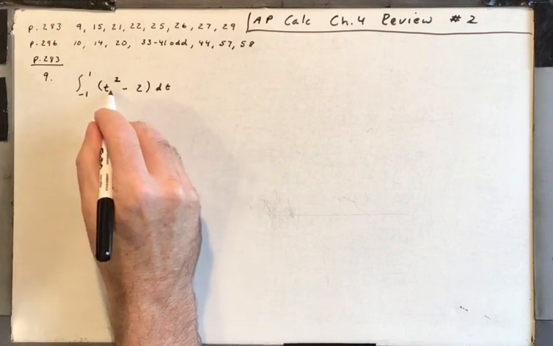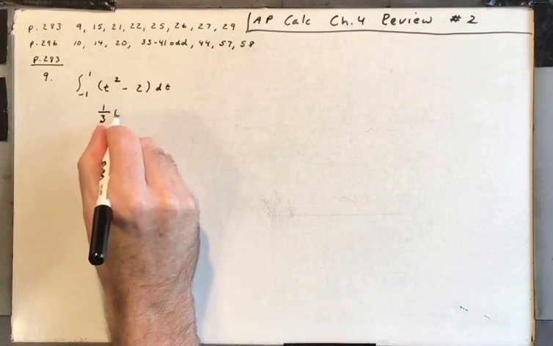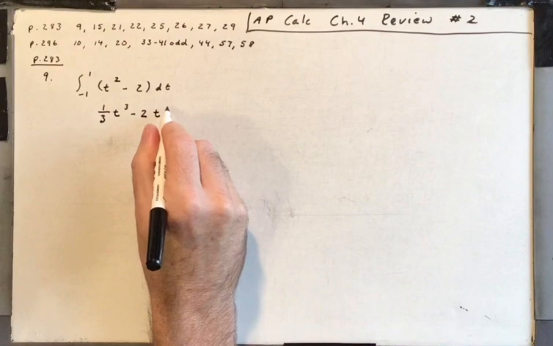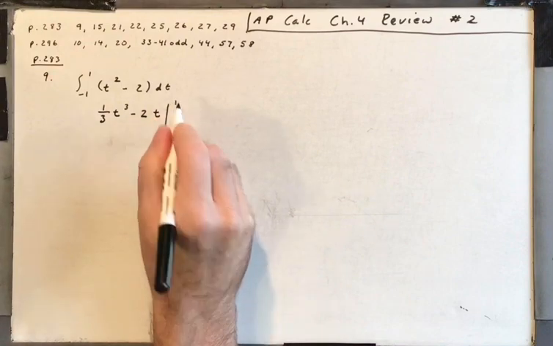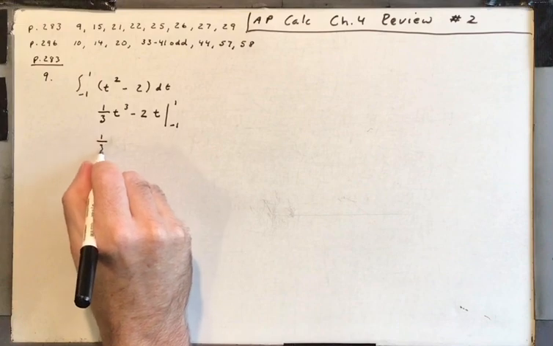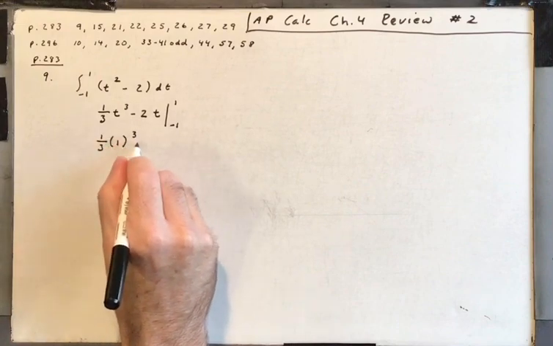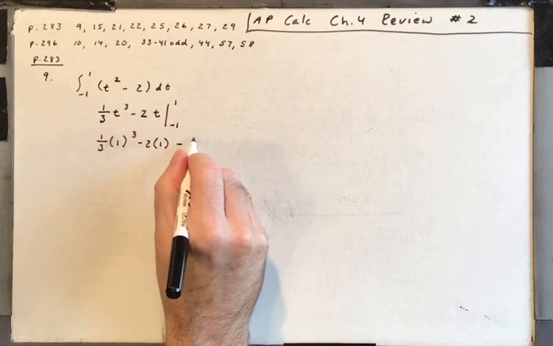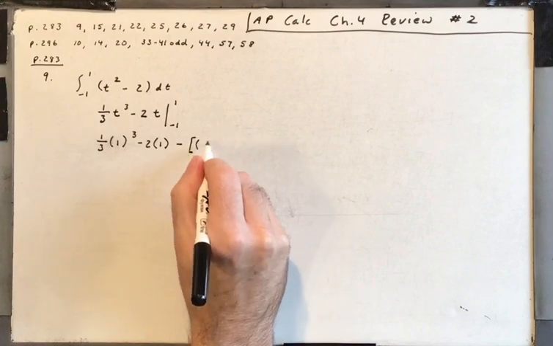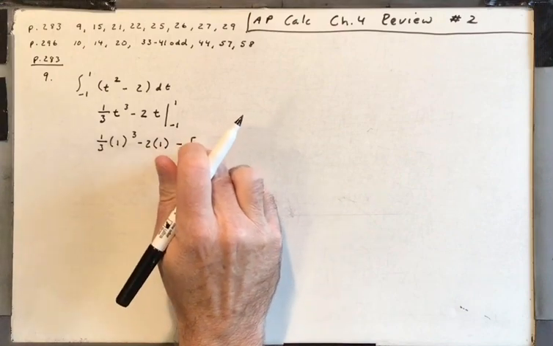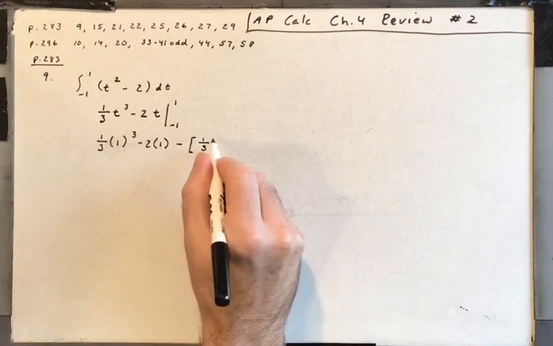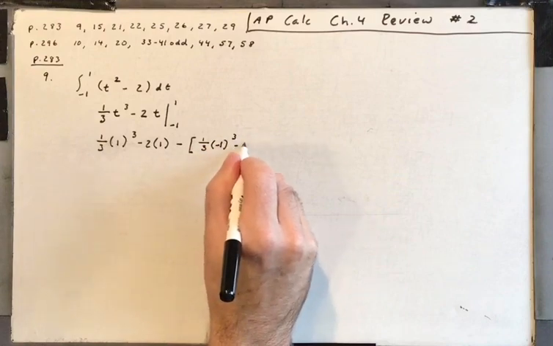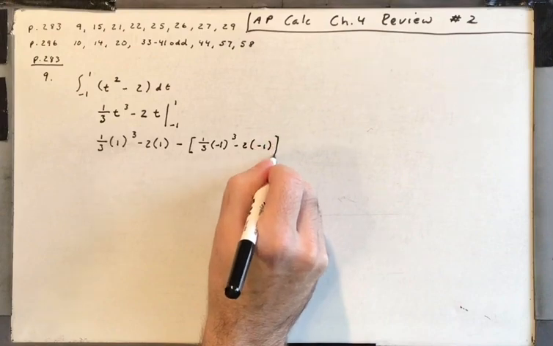All right, let's integrate that. So this will be 1/3 t cubed minus 2t, and we will evaluate that from -1 to 1. So that's 1/3 times 1 cubed minus 2 times 1. I'm plugging in that top number. Minus, I always put a big bracket there. So minus, 1/3 times -1 cubed minus 2 times -1. We have to be so careful with this.